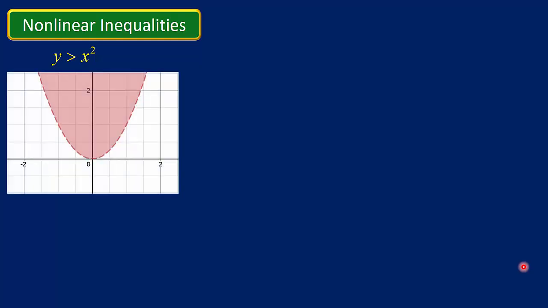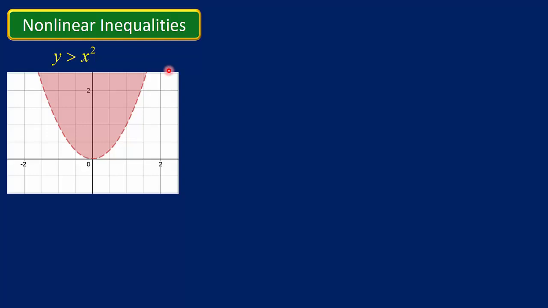Let's take a brief look at nonlinear inequalities. First of all, let's consider this one, y greater than x squared. Now, if you think about just y equals x squared, that is this parabola right here. And I put it to be broken. The curve is broken instead of solid because this is y strictly greater than x squared. It's not greater than or equal to.